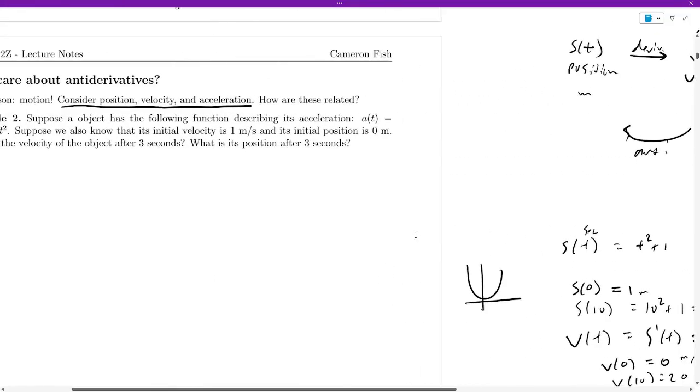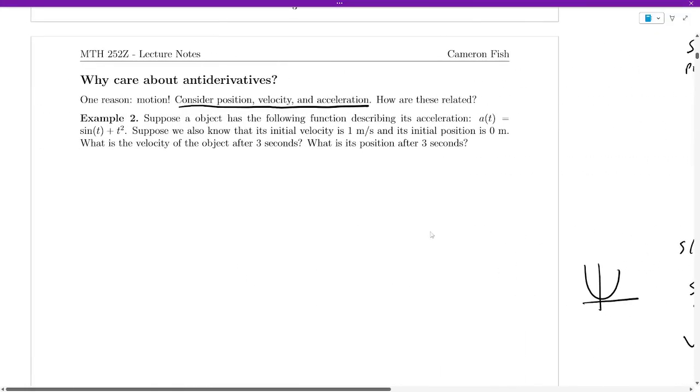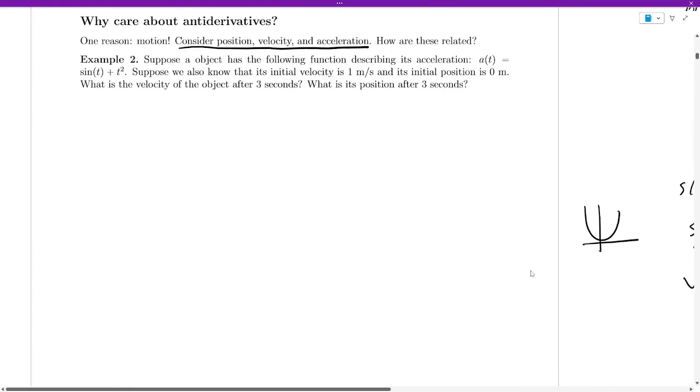So let's take a look at this example in a little bit of detail. Suppose an object has the following function describing its acceleration. Again, we're starting with information only about the acceleration of the object. I don't know its position function. It's accelerating with this weird function, sine of t plus t squared. It's a little weird, but don't worry about it. It just means, at time 10, I'm accelerating with sine of 10 plus 100, whatever that is. But we can work with it, right?